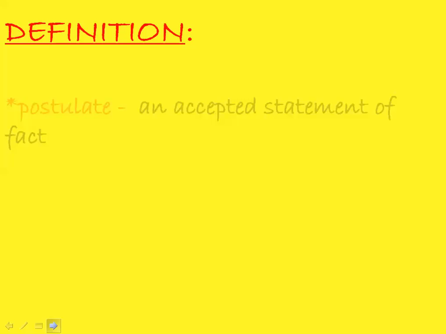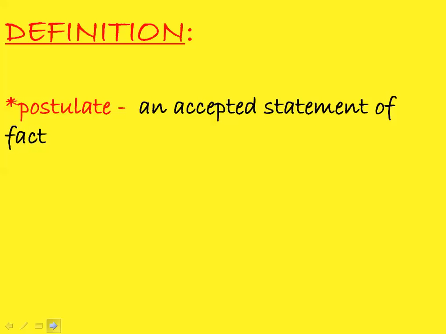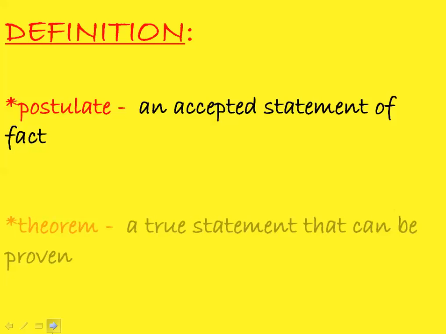Let's look at another definition. A postulate. We're going to be using lots of postulates in geometry this year. A postulate is simply an accepted statement of fact. It's something that we accept to be true. A theorem is a true statement that can be proven. So both a postulate and a theorem are accepted as true. The difference is we can prove that a theorem is true, while a postulate we simply accept that it is true.